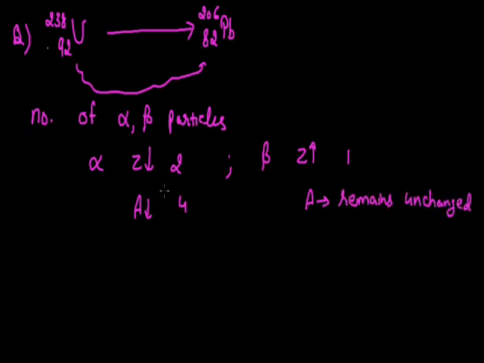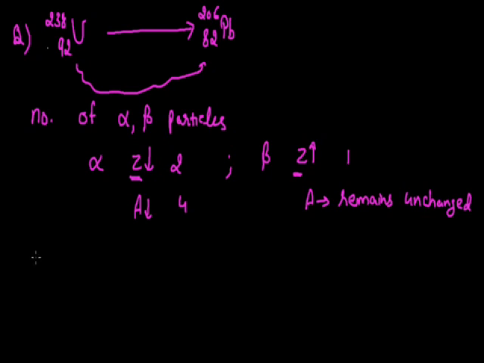So here we can see that the atomic number gets affected by the emission of alpha particles as well as by the emission of beta particles. While the mass number is affected only by the emission of alpha particles; neither beta nor gamma affect the mass number. So by observing how the mass number is going to change, we can calculate how many alpha particles are going to be emitted.